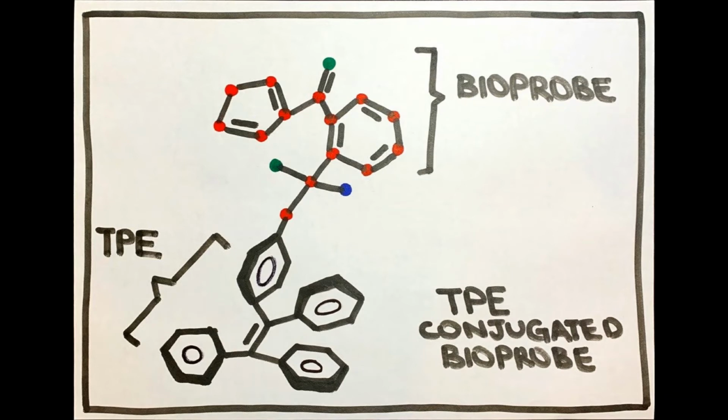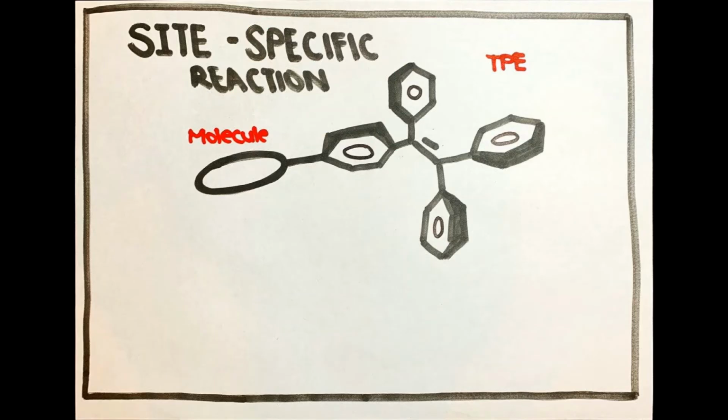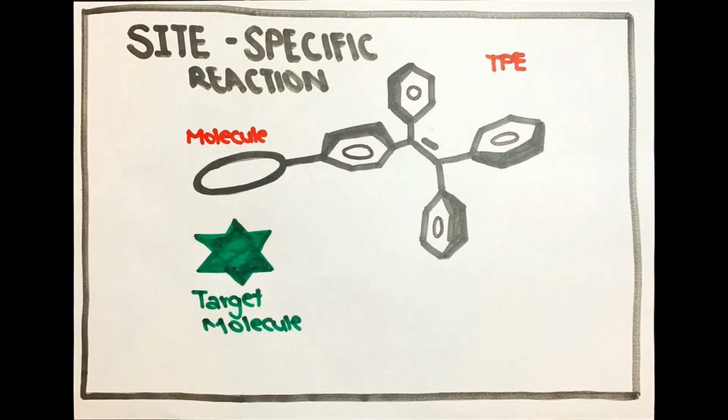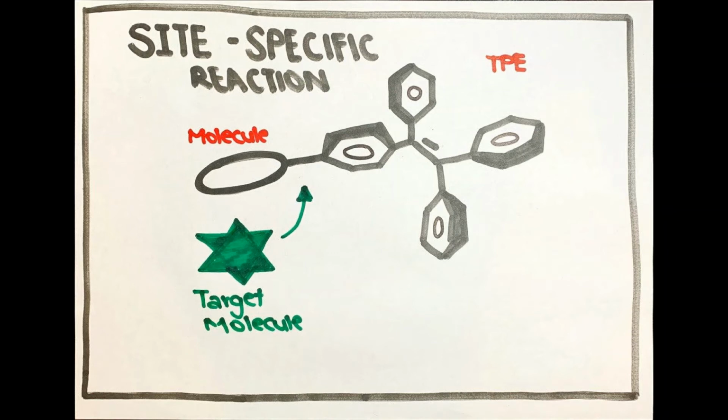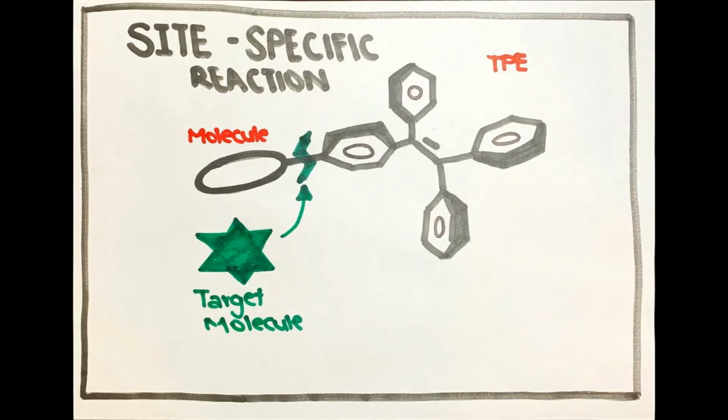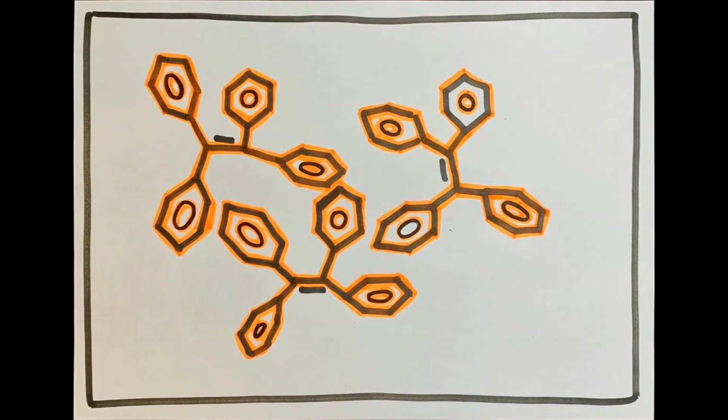Now you might be wondering, what is the mechanism behind this fluorescence strategy? The first mechanism is termed site-specific reaction, and it involves a molecule or bioprobe conjugated to TPE. Then, a target molecule approaches a conjugate and cleaves the TPE from the original molecule. This process is repeated until multiple TPE molecules are cleaved and aggregate, leading to overall fluorescence.